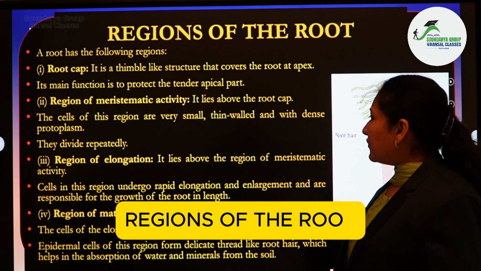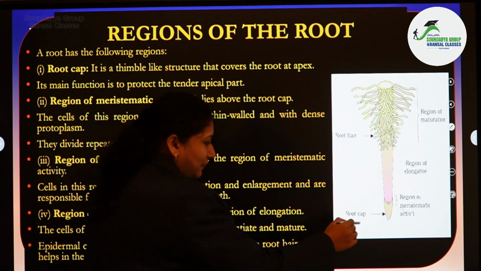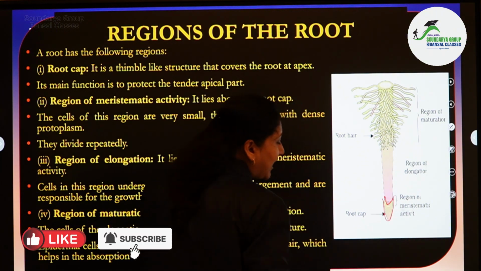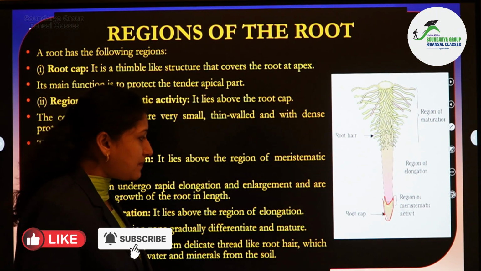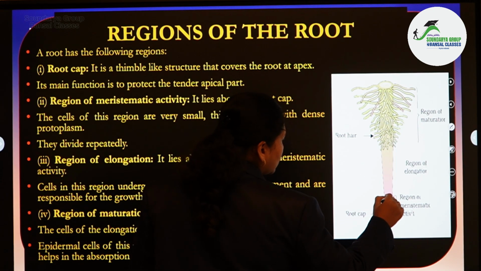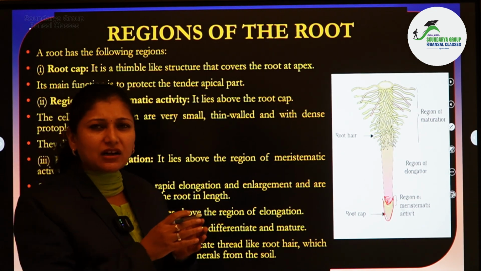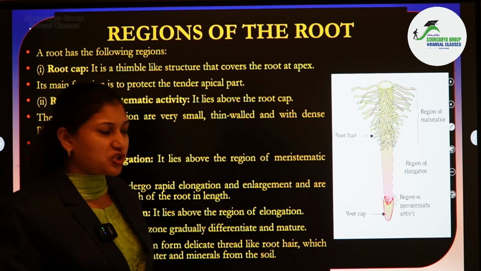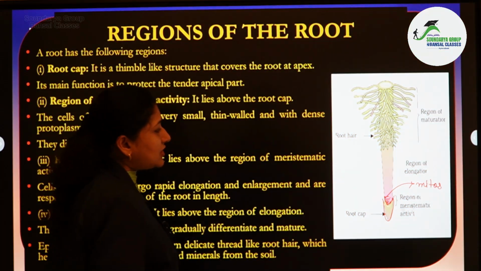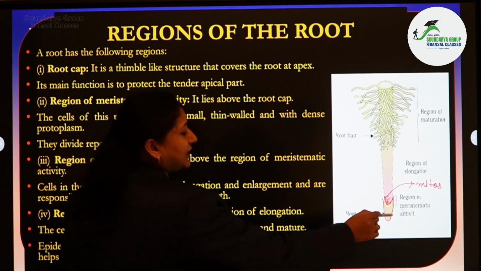Now, regions of the root. You can see in this diagram we have four different regions of the root, starting with the root tip. The tender root tip is covered by the root cap. So first it is the root cap. Second, just above the root cap, you have many cells with fast growth, continuously undergoing cell division. Which type of cell division is present here? That is mitosis. This region is known as the region of meristematic activity.